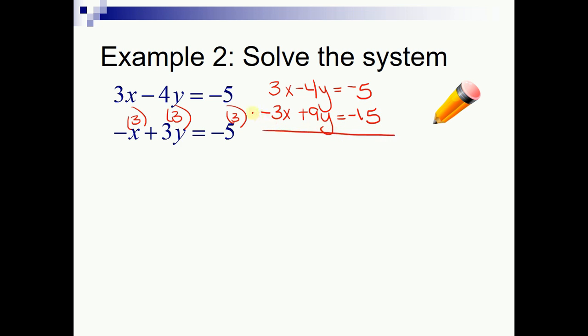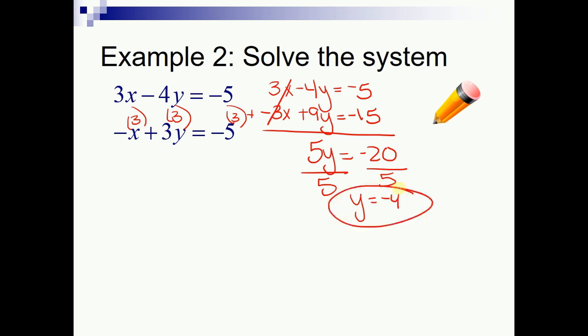Now notice if I add these two equations together, your x's are now going to cancel out. That makes our life easier. Negative 4y plus 9y, that is a 5y. Negative 20. Now I can solve for my y. It's super quick. y equals negative 4.